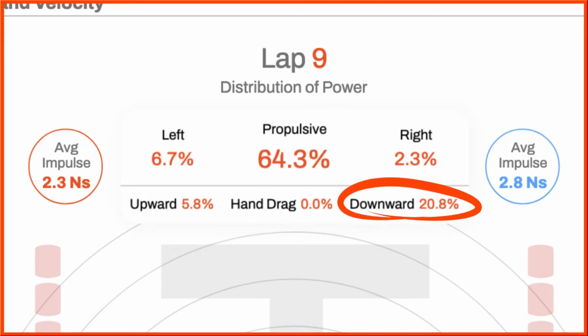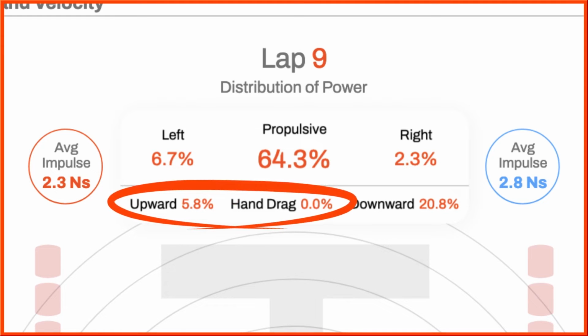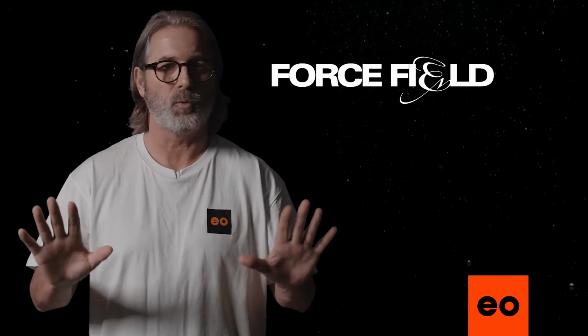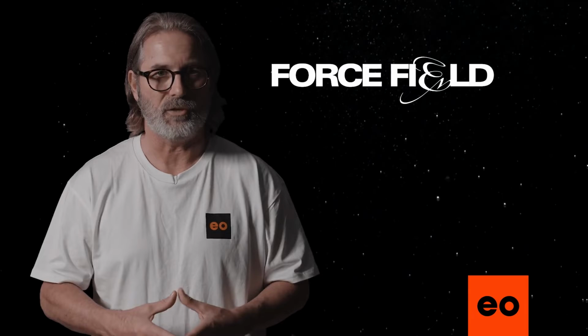The second highest number should be in downward force, but it should be considerably lower than propulsive. Too much downward force robs you of propulsion. Upward force is bad. It doesn't contribute to swimming faster, and in fact it may push your body down in the water, increasing opportunity for drag. Upward force and hand drag should be your lowest numbers, ideally at or as close to 0 as possible. Neither will help you increase your swim speed. In fact, they're probably slowing you down.